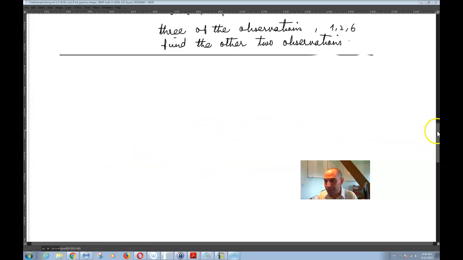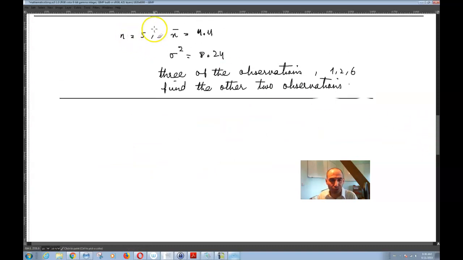So basically the situation over here is that your n is equal to 5, the number of observations. The mean of your observations is 4.4, and the variance of your observations is 8.24. And you know 3 of your observations, you want to find the other 2 observations. So let's see how we can solve that problem.